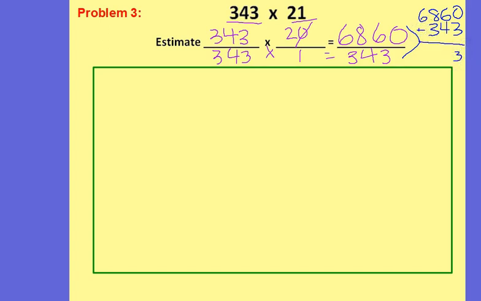3 plus 0 is 3. 0 plus 3 is 3. 6 plus 4 is 10. 1 plus 8 is 9. Plus 3 is 12. 1 plus 6 is 7. So my final answer is 7,203.